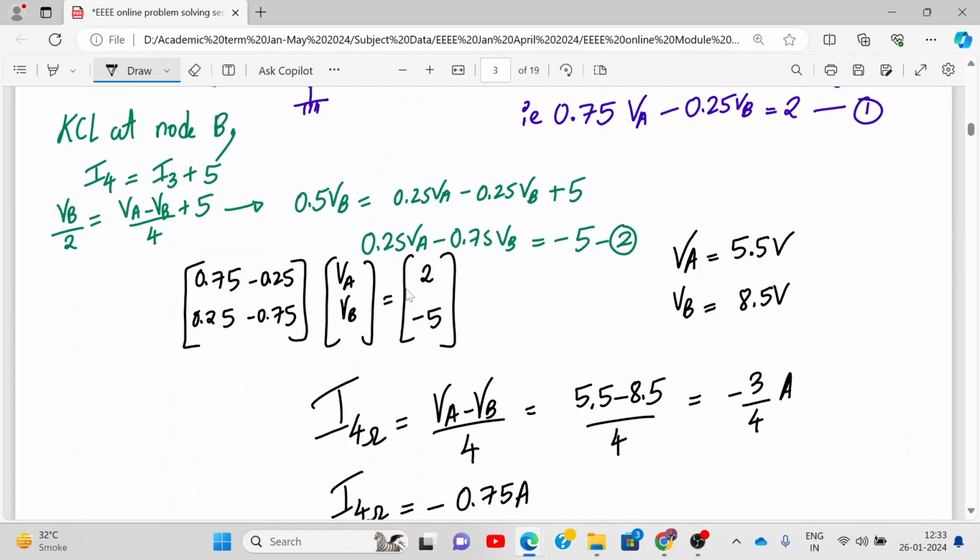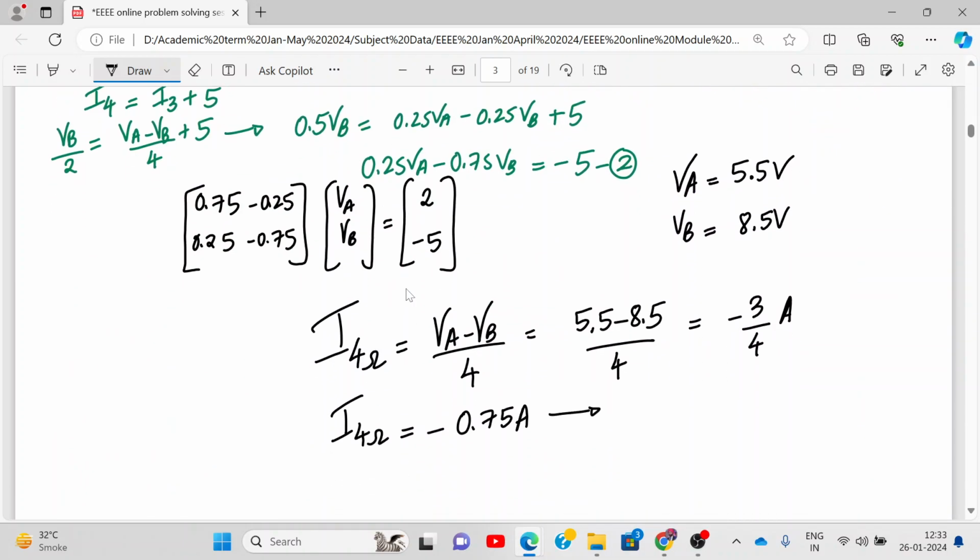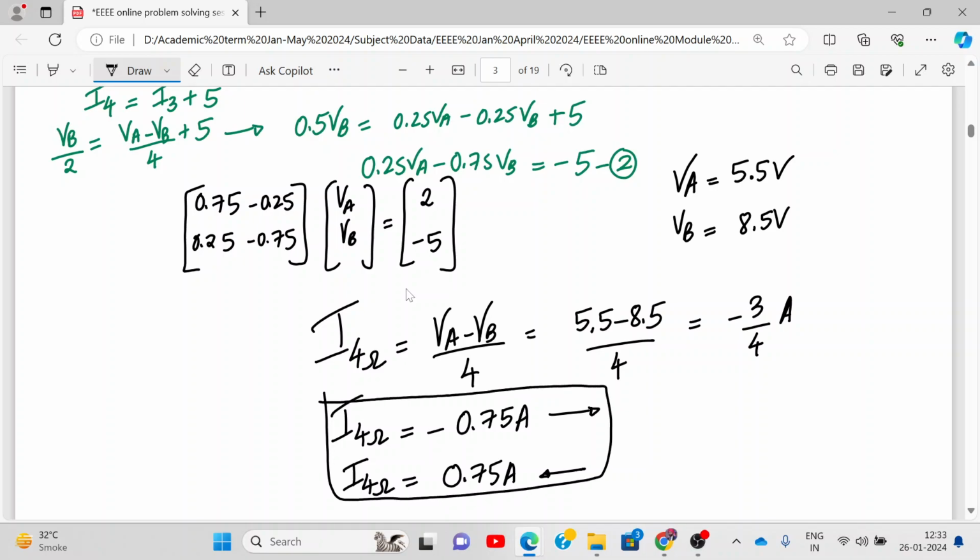The direction we have assumed was left to right. But if you want to write the current as positive, then the assumed direction was wrong. We can write 0.75, but the direction will be this manner. Correct? So did you all get 0.75?